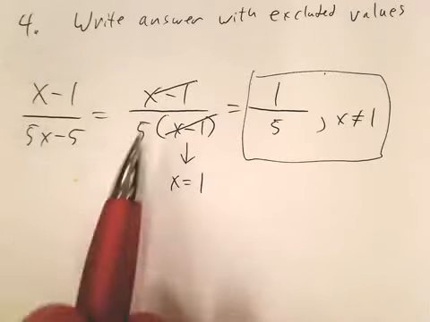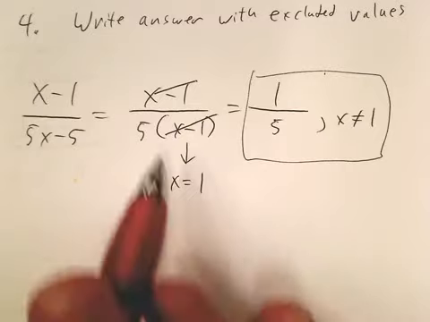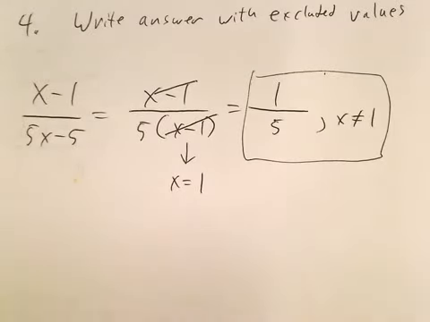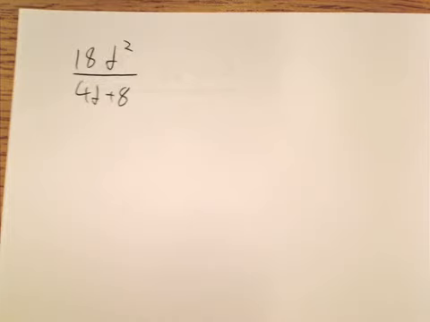Follow the 4 steps. Factor the numerator and denominator. Note the excluded values. Cancel common factors. And finally, write your answer. Okay, I'm going to pause these a little bit. Go ahead and do step 1, factor the numerator and denominator.